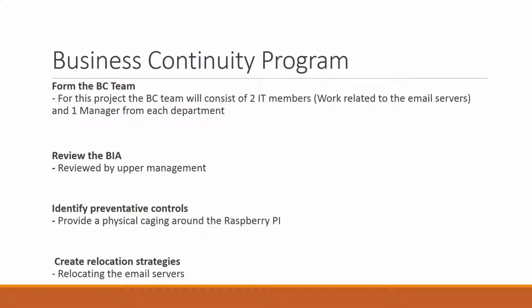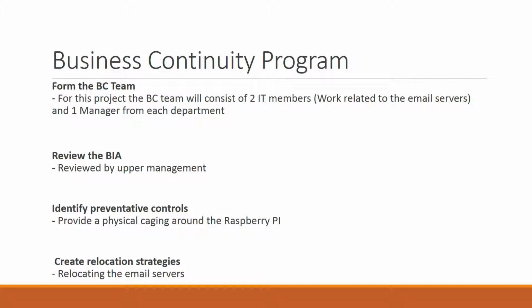Furthermore, we must review the BIA. This will be reviewed by the upper management because they have a better overview of what's happening within their organization and their business operations. Next, we must identify preventative controls.